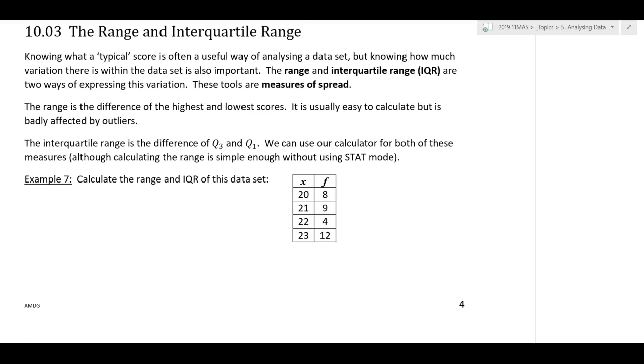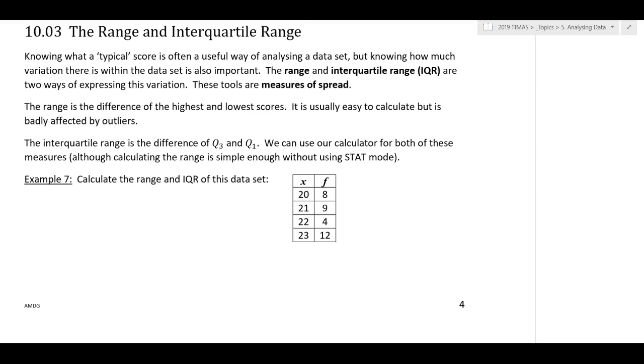We're talking about how spread out the data is, rather than where the centre is, a measure of central tendency like mean, median, mode. Now we're looking at how much variation there is within our data. Two of the measures we're going to use are the range and the interquartile range. The range is the difference between the highest and lowest score, and is usually very easy to work out. The interquartile range is the difference of Q3 and Q1, our third and first quartiles.